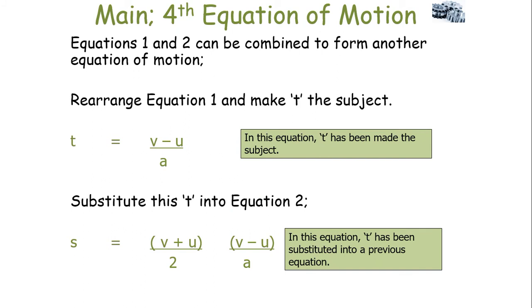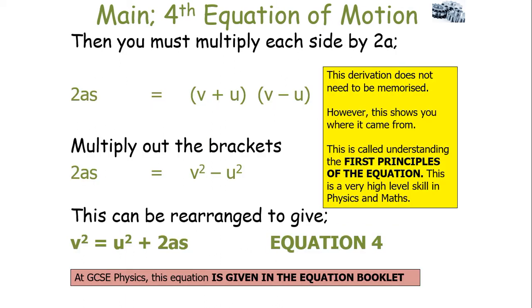Then what we can do is rearrange equation 1 to make T the subject. When we said V equals U plus AT, well, T equals V minus U over A. We then substitute that value for T into equation 2. Then we can multiply both sides by 2A. So it's 2AS equals V plus U times V minus U. Therefore 2AS equals V squared minus U squared. So V squared equals U squared plus 2AS, which is an equation given in your equation book at GCSE.